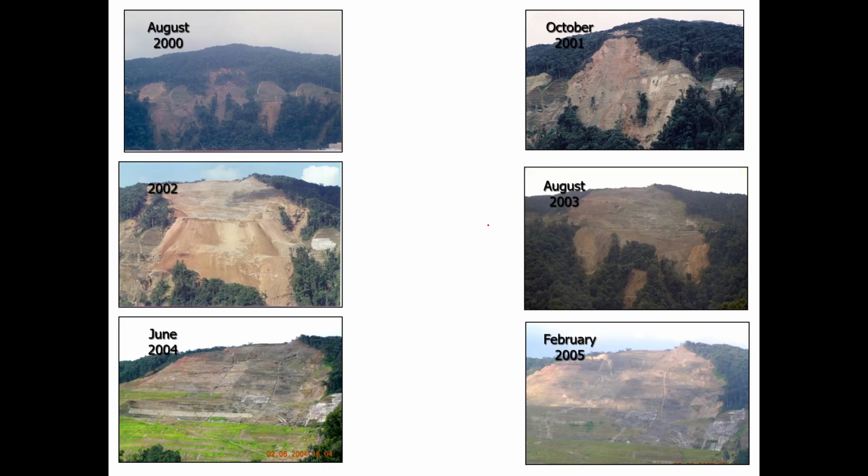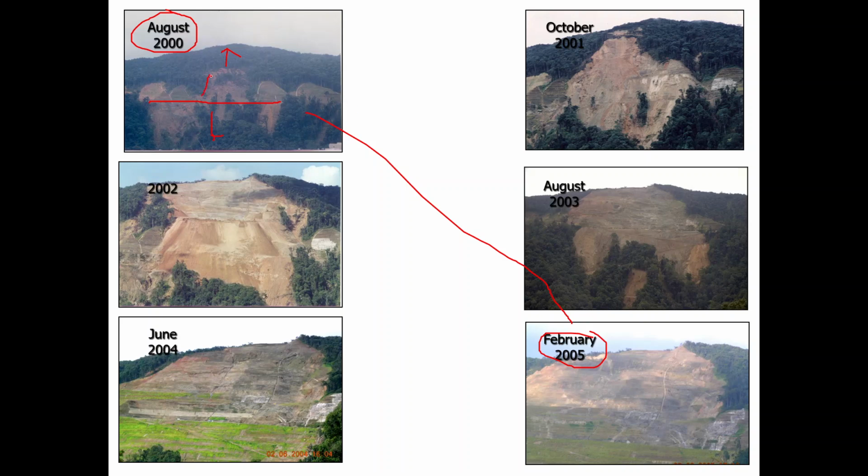This is just to show you how discontinuity affects slope failure. They show the failure that happened from August 2000 until February 2005. This is in terms of size. This is your road formation somewhere here. This is a valley, and these are your mountains. This road is between Pos Slim and Kampung Raja, Cameron Highlands.